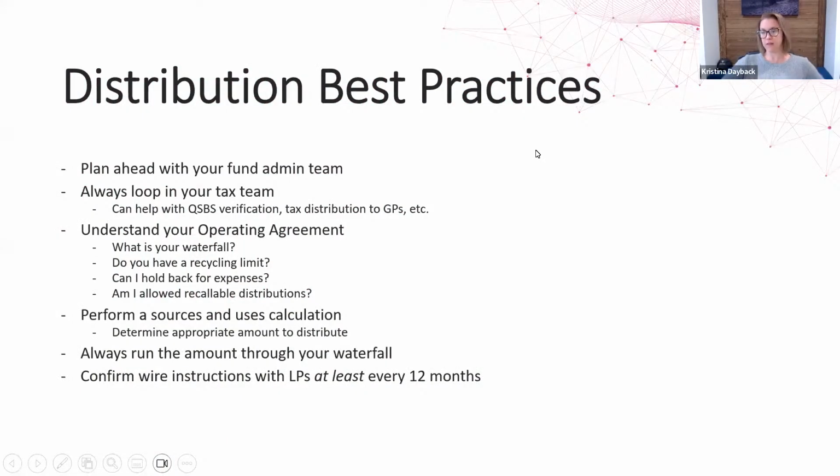All right, this is the part that's going to be a little lengthier than this slide, but distribution best practices. And this is where your fund admin or your other vendors are going to come into play. First and foremost, plan ahead with your fund admin team. Typically, no proceeds are coming by surprise. You know when a portfolio company is going to get bought out. You know when an IPO is going to happen, and even more so, you know when the lockup period's going to end. Just talk to your fund admin team.